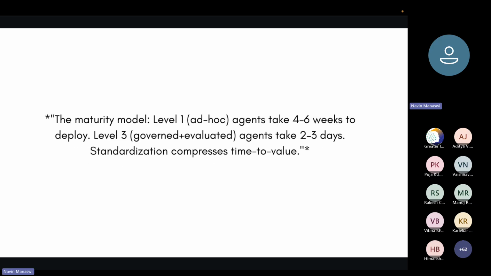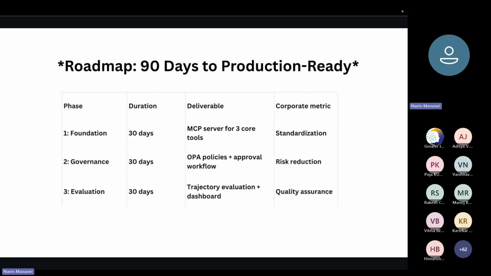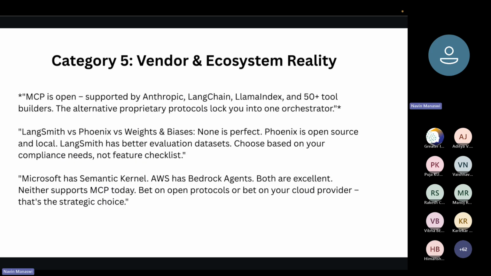Okay, we talked about the maturity level and gave an idea of how to do that. First, we focus on the foundations, then go to governance, then go to evaluation. These three are the steps we take: first month, second month, third month. This is the strategy we should apply as a roadmap for deploying completely.